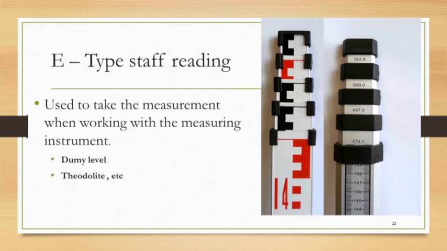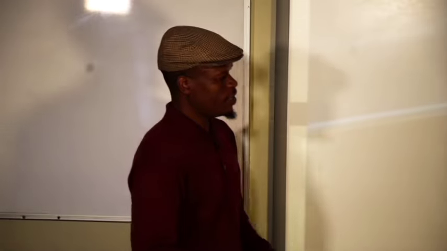Then let's look now at your E-type staff reading. Most of the instruments that they normally use in surveying are the dumpy level, the theodolite, whatever instrument they can use. But they cannot use it without having that item, a staff reading. We normally call it an E-type staff reading because it's the one that is used to determine how high the level of the surface is going to be. So let's quickly look at that in detail.